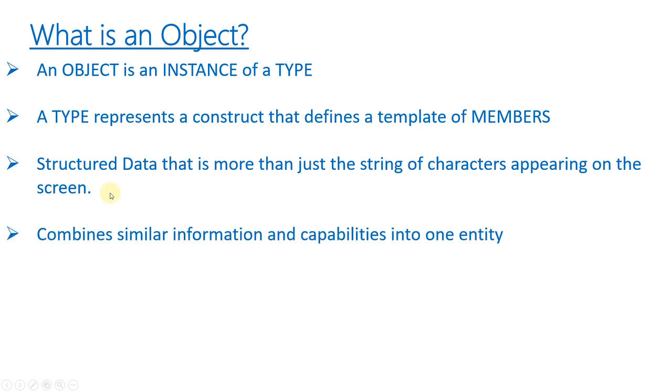An object also combines similar information and capabilities into one entity. As we discussed in the last slide, an object will have two types of things in it. First will be properties and second will be methods. So here information refers to the properties and capabilities refers to the methods. Since both are inside the object only, that is the reason it says into one entity.